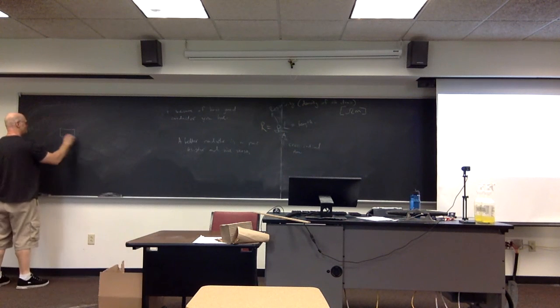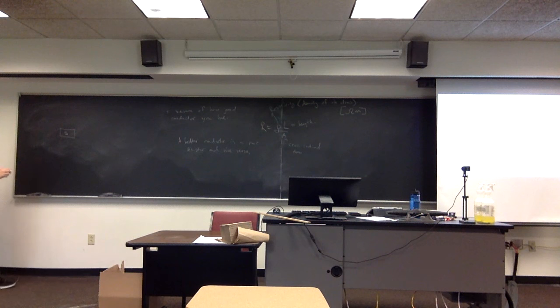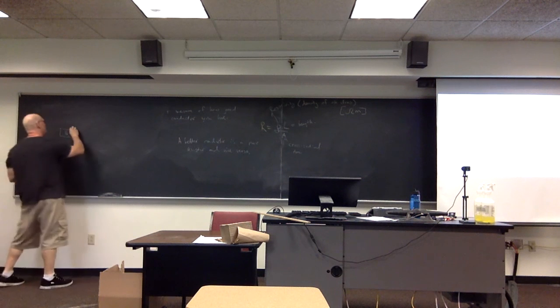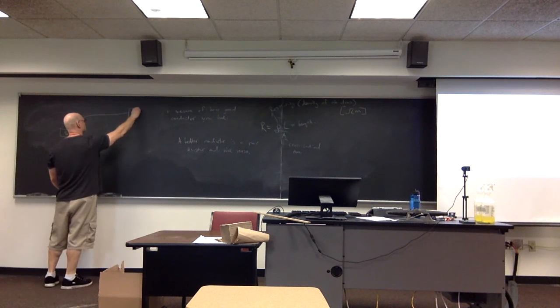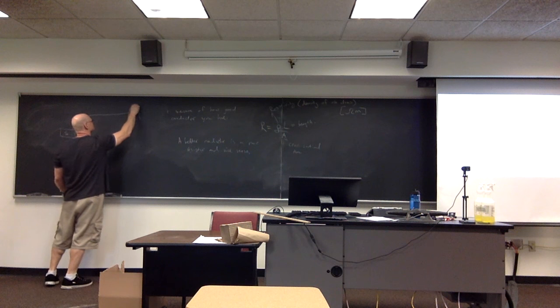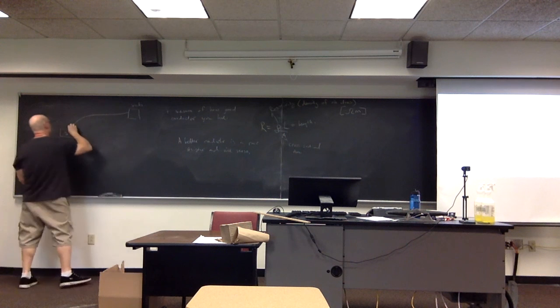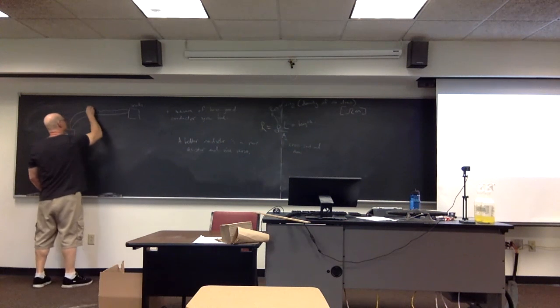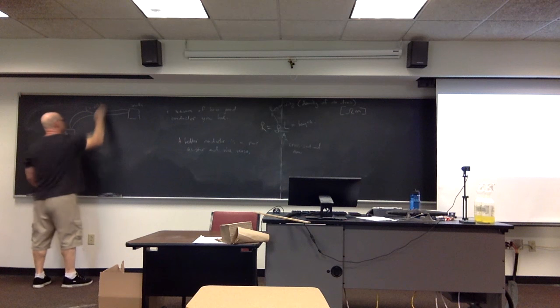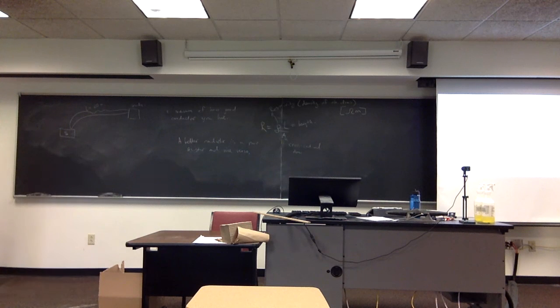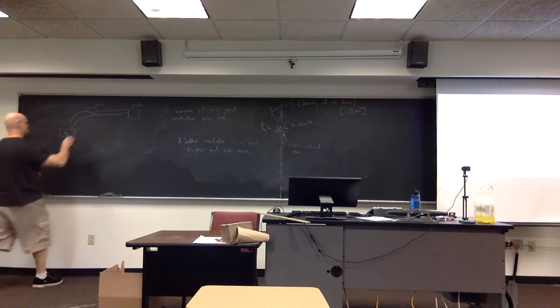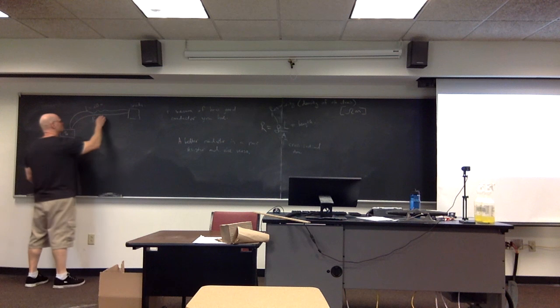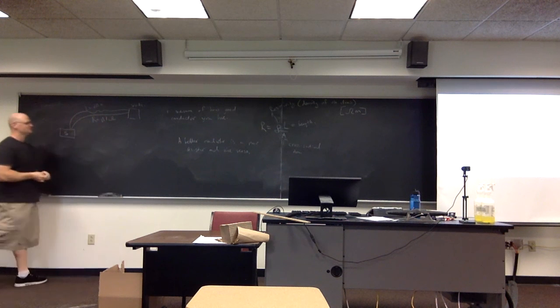So here is my source, whatever this is. This could be a radio or a TV or whatever. And then I'm going to have a wire running out to my speaker. So this is my speaker. And what it tells me is that the length of this wire here is essentially equal to 20 meters. And what I want is that the resistance across this wire is 0.1 ohms.